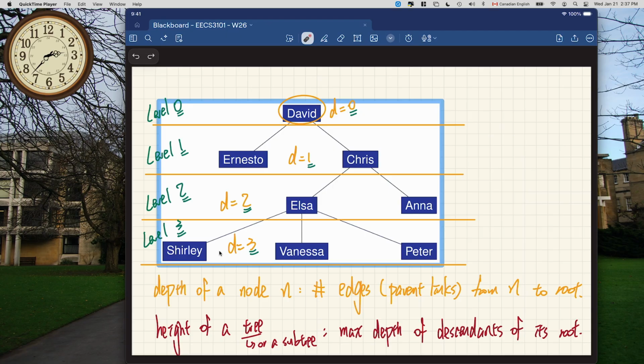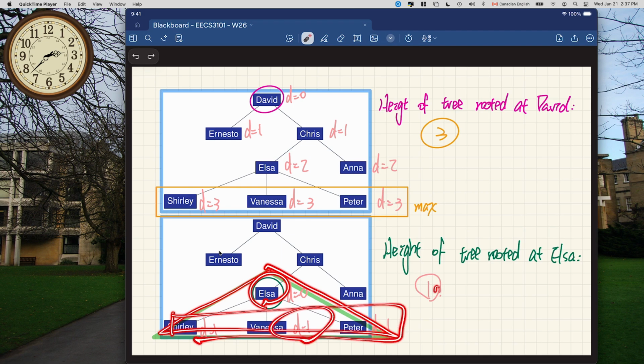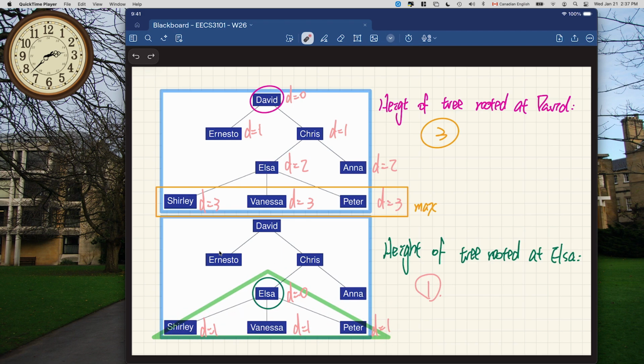We talk about the depth here, and we can also divide that into different levels. Just remember, depth is for the node, height is for the tree. And then we did 2 examples over here. Whenever you want to calculate the height of a tree, you start with the root of that particular tree. For example, here the root is David. In that case, the height will be the maximum depth, which is 3. On the other hand, if I'm focusing on this particular subtree, where the root is Elsa, the maximum depth for the children will be 1. Just be careful about what the root is for the tree that we're calculating the height for. It's very important context information.